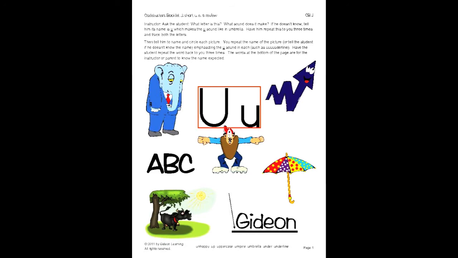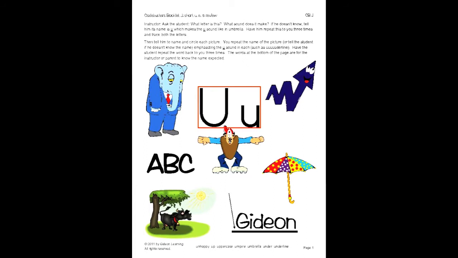What letter is this? Correct, this is the letter U. What sound does the letter U make? Correct, U makes the sound uh. Also, have the student tell you which is an uppercase U and which is a lowercase u. Have the student repeat this to you 3 times and trace both letters.